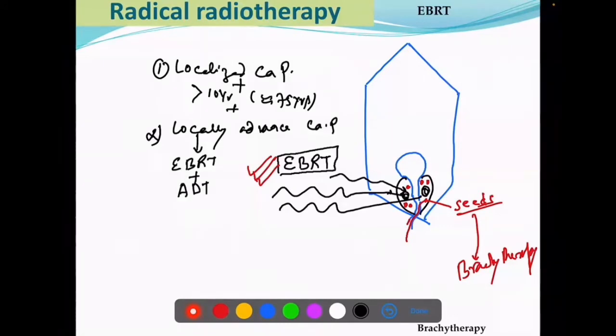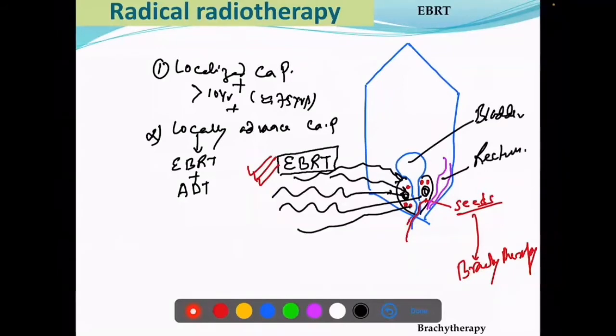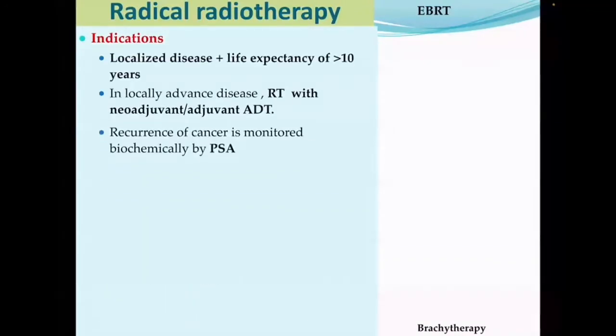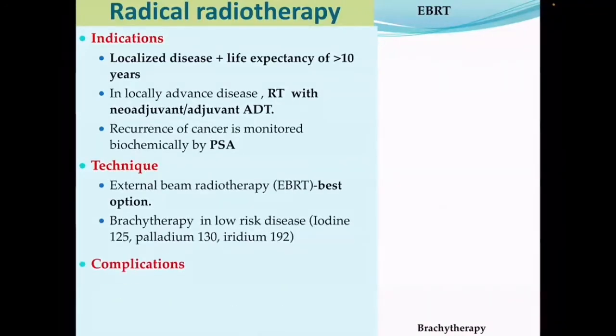What are the complications that may arise if you do radical radiotherapy? These radio waves are very focused. Still, they can cause injury to surrounding organs. The two major organs that can be injured are the bladder and the rectum behind. These can cause radiation cystitis or radiation proctitis. Proctitis means rectal inflammation. Erectile dysfunction is not that common compared to radical prostatectomy.